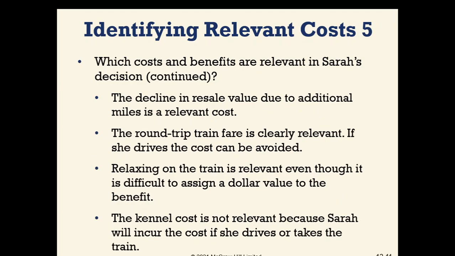So continuing the discussion, the decline in resale value due to additional miles is a relevant cost, right? If she decided to sell the car tomorrow, if it had less miles on it, then she might be able to demand a slightly higher price. The round trip train fare is relevant. If she drives, that cost can be avoided, so it differs between the two alternatives. Relaxing on the train is relevant, even though it is difficult to assign a dollar value to that benefit.